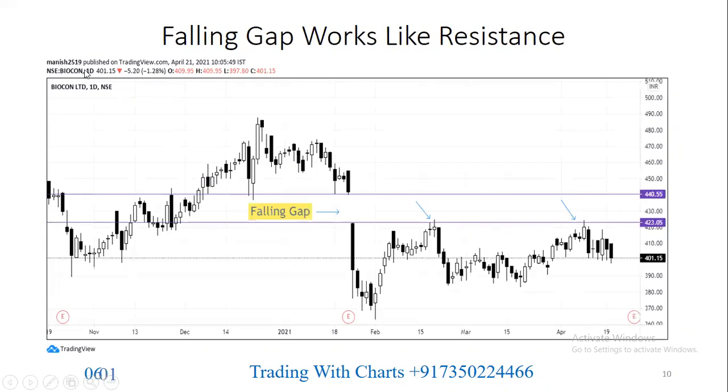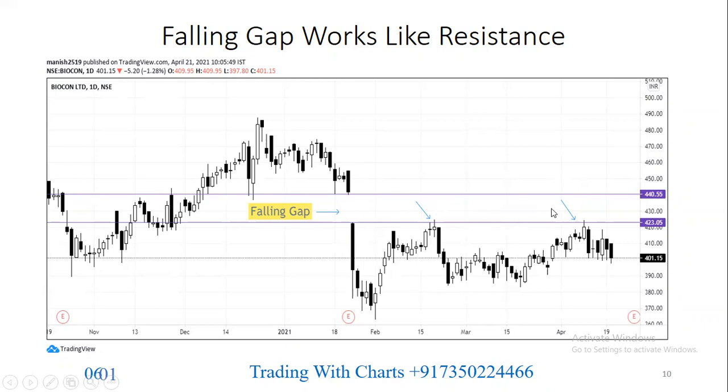This is the falling gap in Biocon. We have seen this. Opening was gap down. Opening was below PDL, previous day low. So this is a falling gap. This is the gap area. And you can clearly see how beautifully again price is taking resistance at the falling gap. Isn't this amazing, guys? How beautifully price is respecting this gap area.